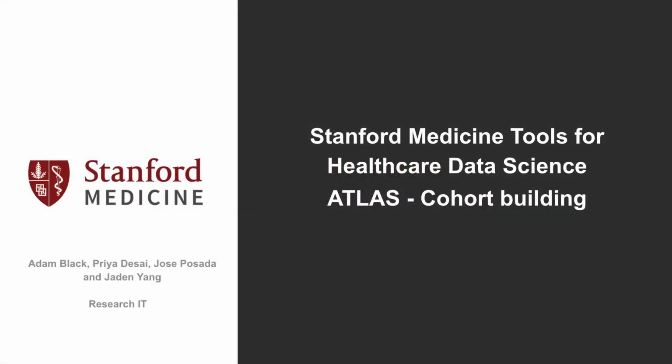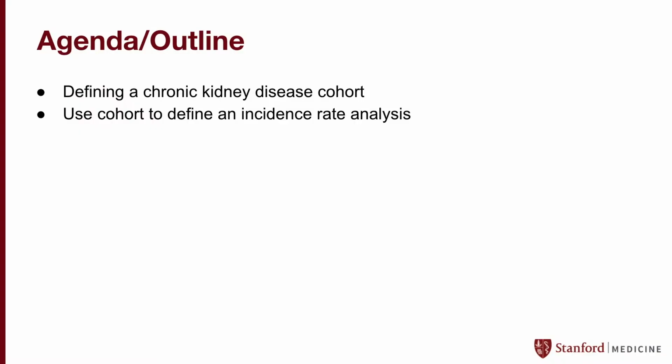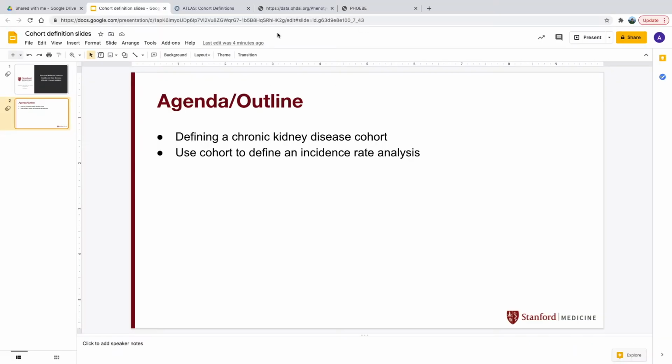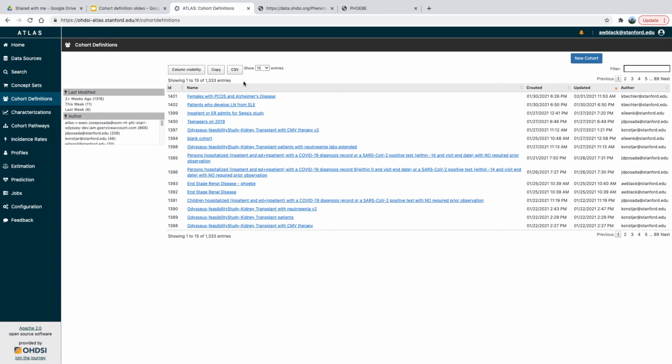In this video, we're going to look at building cohorts with Atlas using an example of chronic kidney failure. We're going to begin by defining a chronic kidney disease cohort, and then we're also going to use that cohort in an incidence rate analysis in Atlas. So let's go over to the Stanford Atlas instance. I've logged in here, and we can see we're on the cohorts page.